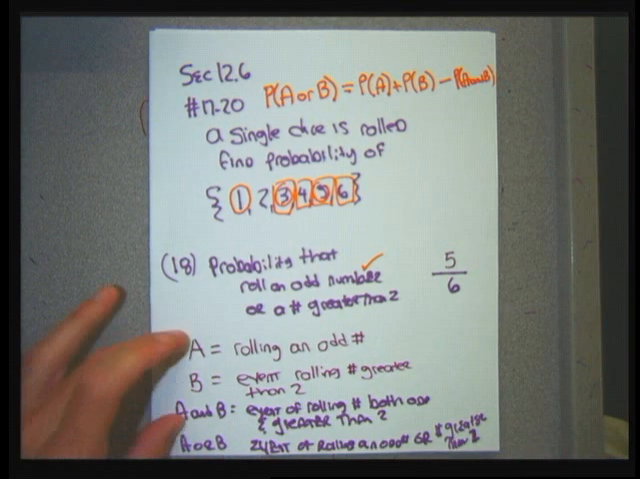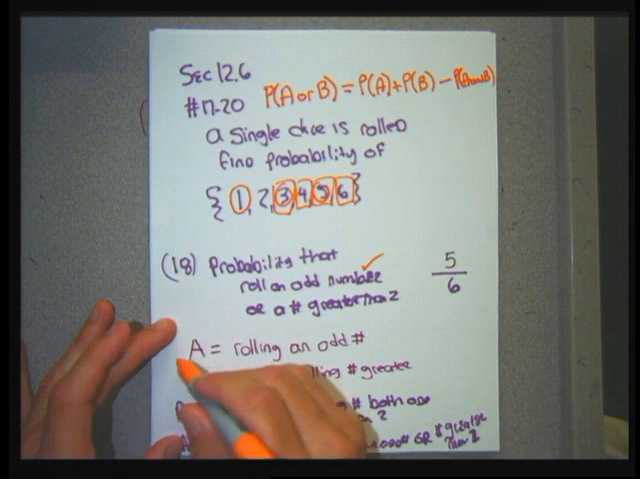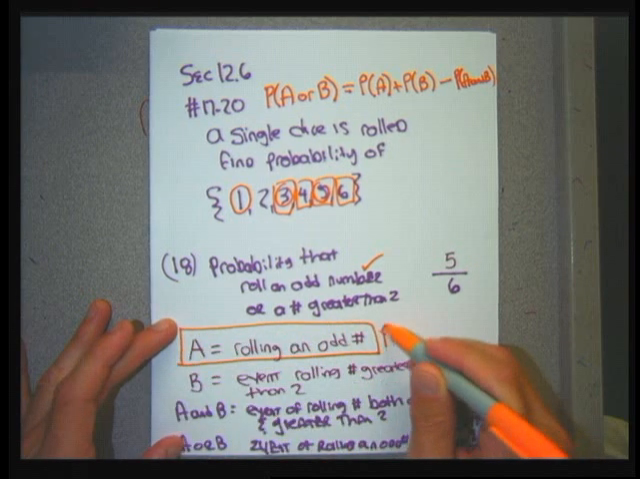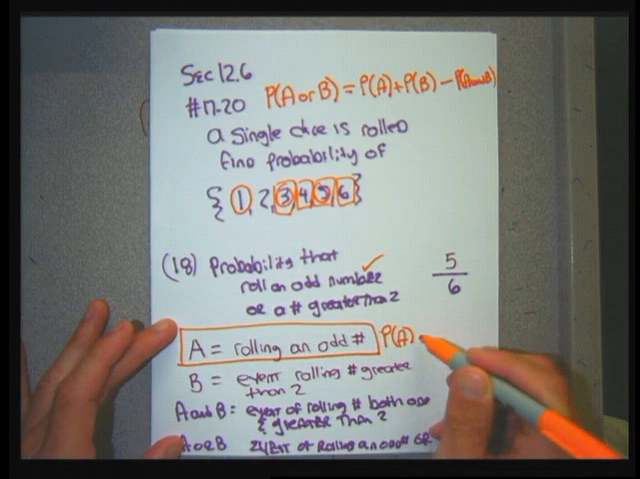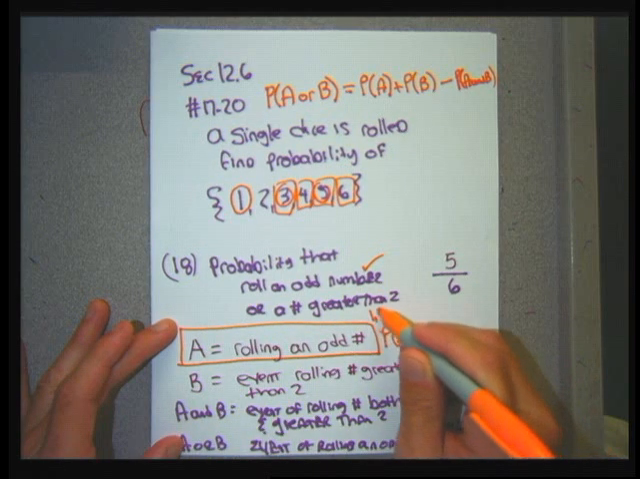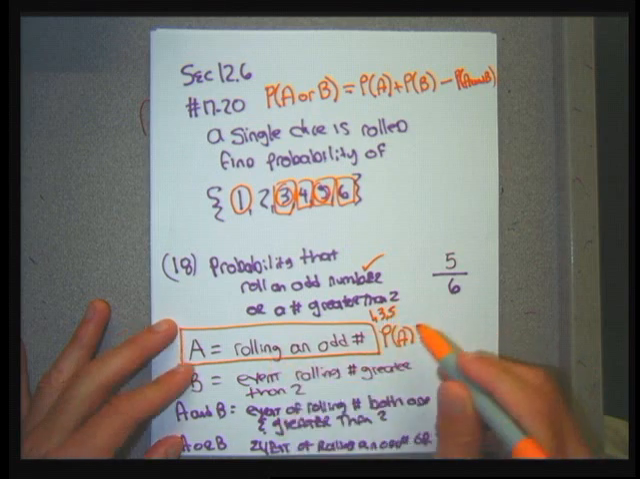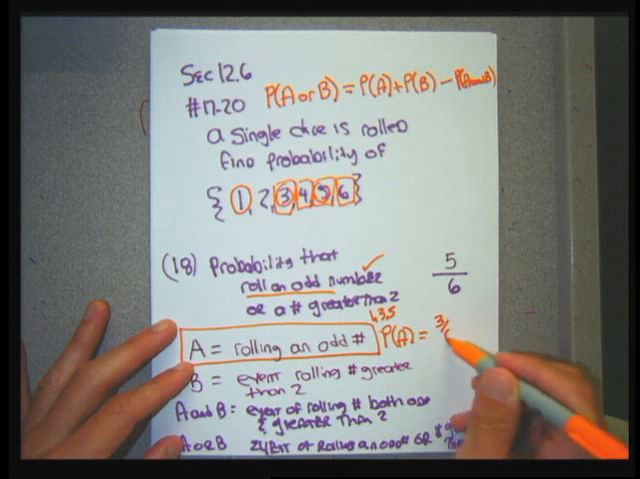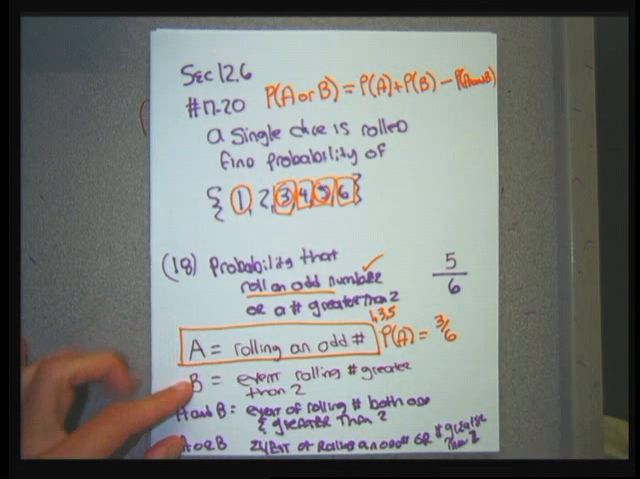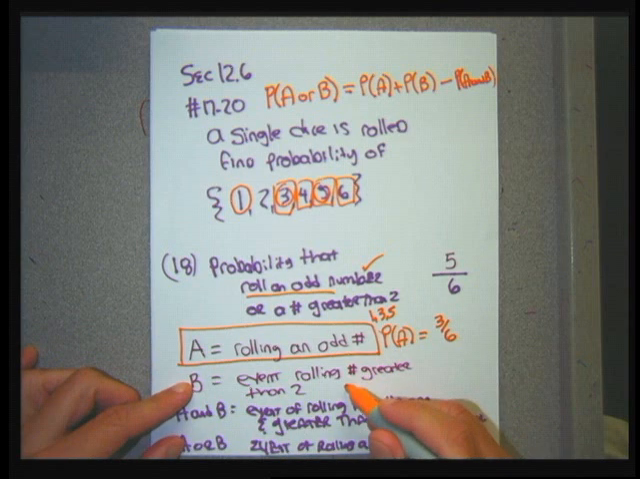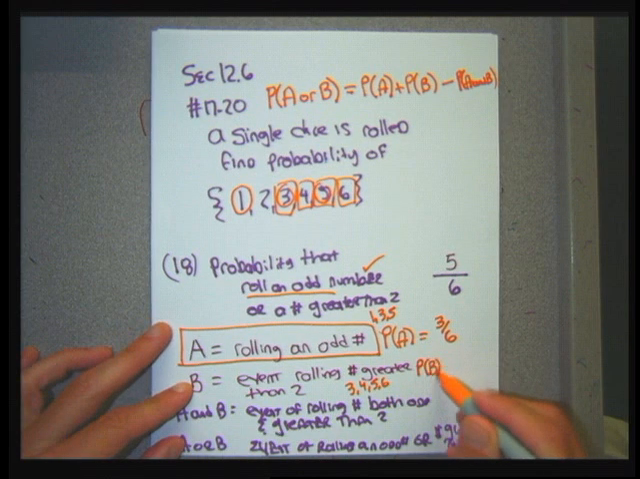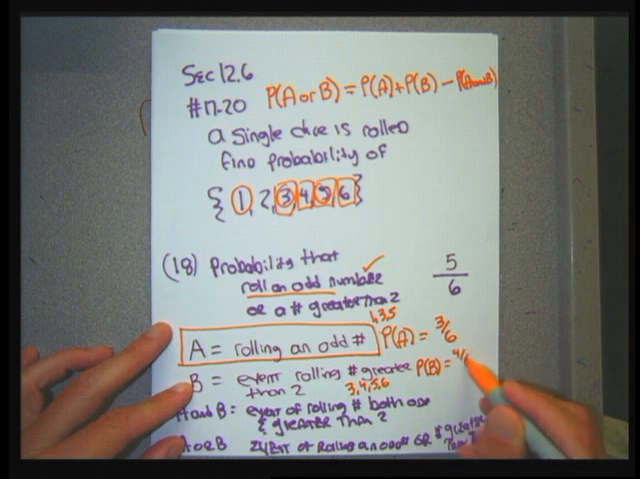So I labeled some events. I labeled the event A as rolling an odd number. The probability of A is the probability of rolling an odd number, and the odd numbers are 1, 3, and 5. So the event A that I made up, which is one of the 2 things the author said was okay, has a probability of 3 out of 6. The event of rolling a number greater than 2 would be rolling the numbers 3, 4, 5, or 6, and the probability, I put a P in parentheses to mean the probability of the event B, would be 4 out of 6.